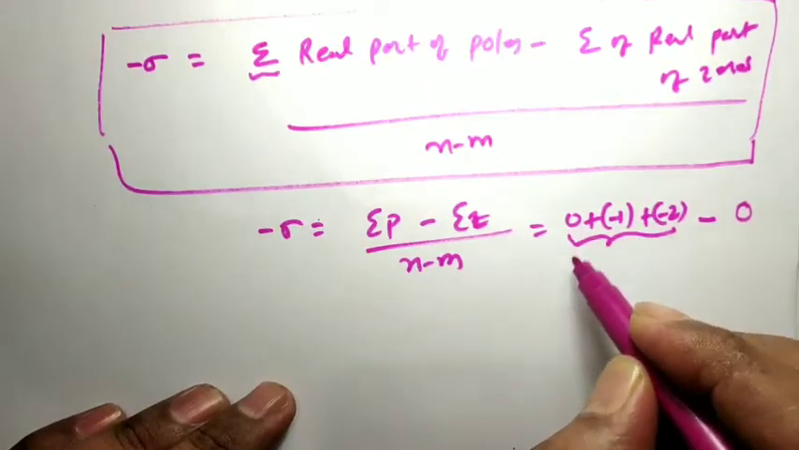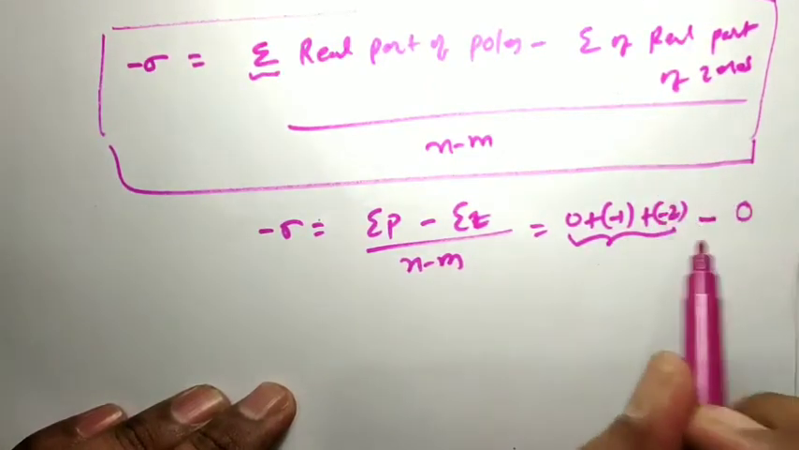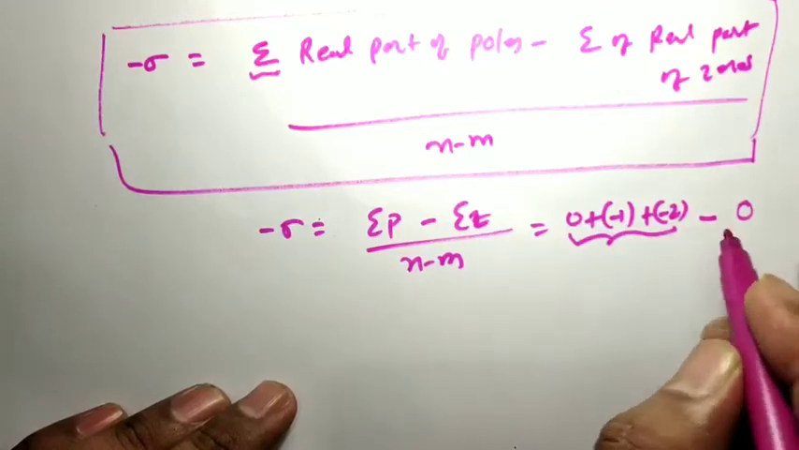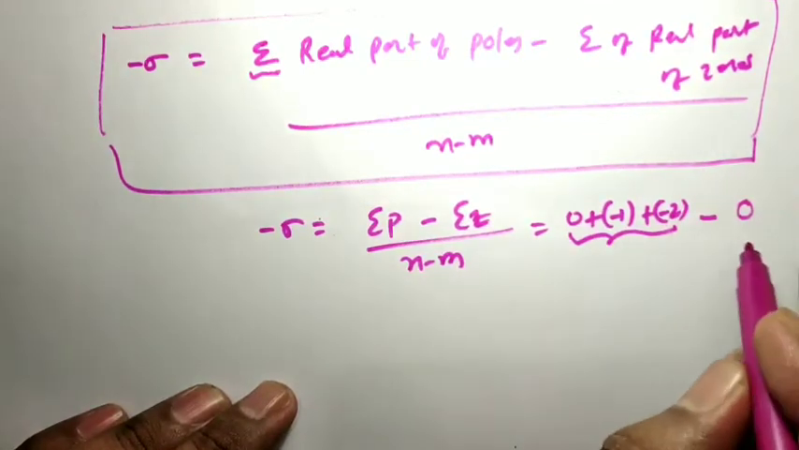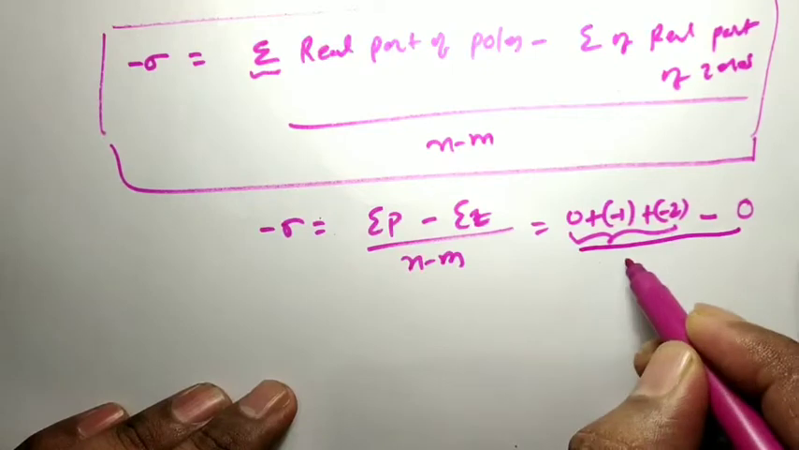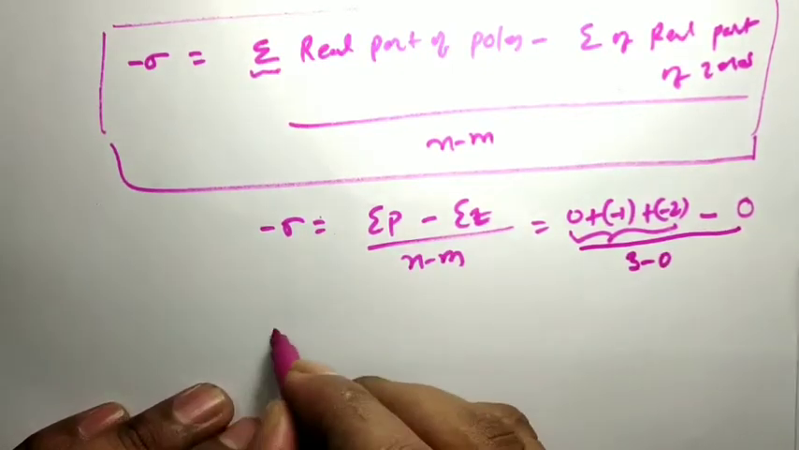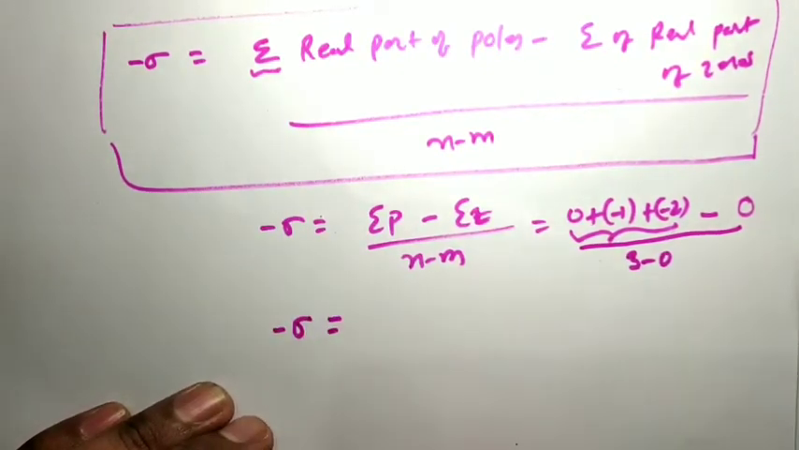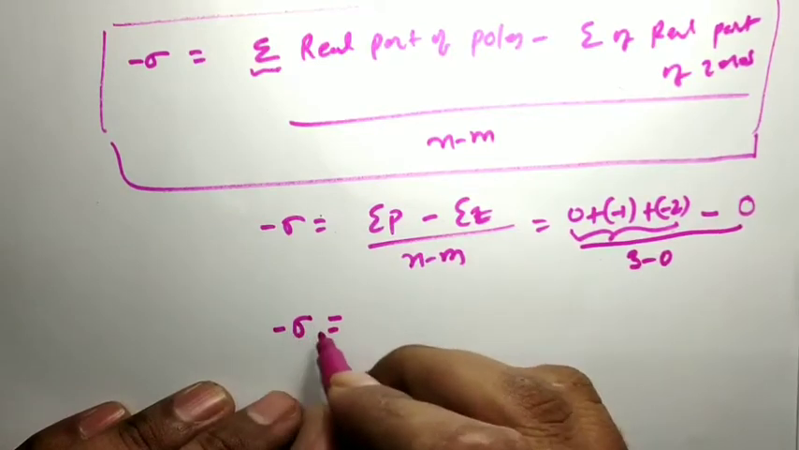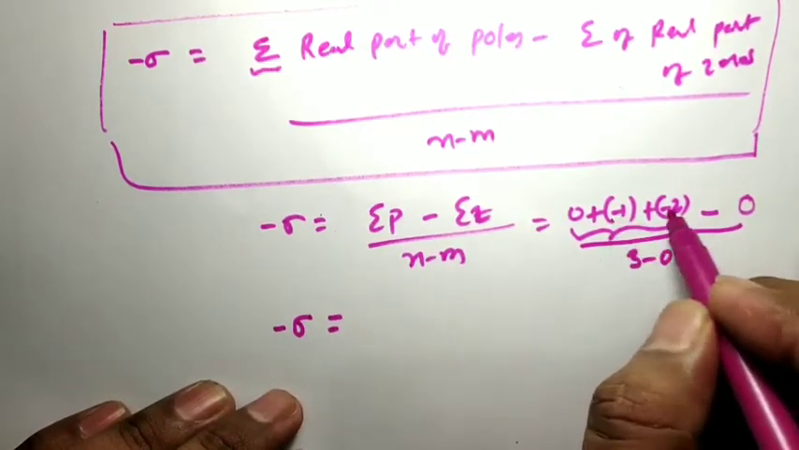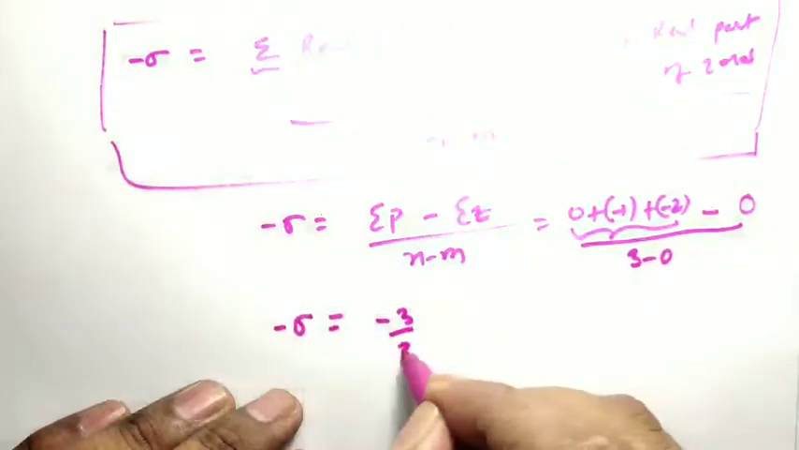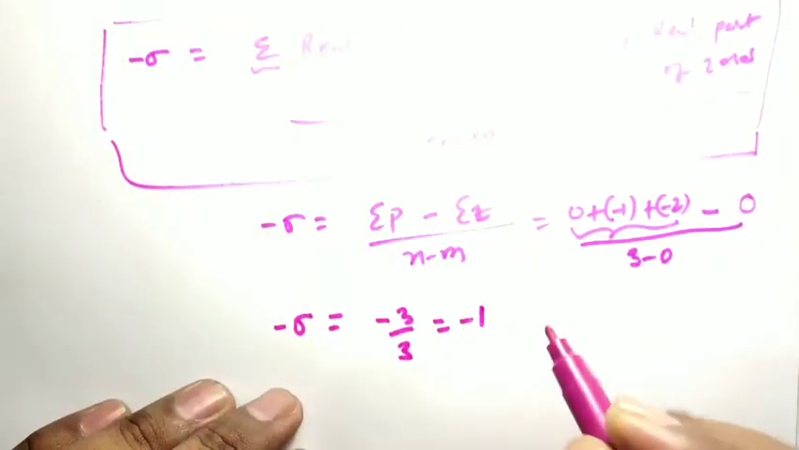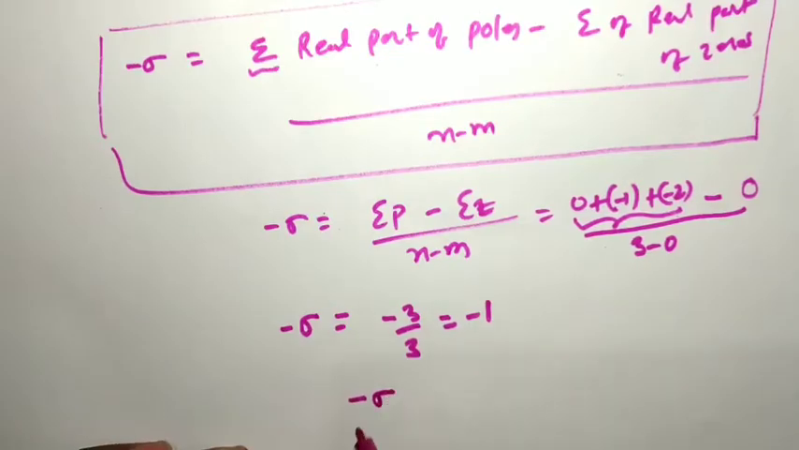Okay, here the real part of poles is 0, minus 1, minus 2. Then the real part of zeros are zeros. So n minus m means it is 3 minus 0. So centroid is equal to minus sigma, so how much? Minus 1, minus 3, minus 3 by 3, so you will get minus 1. Minus sigma is the centroid. We are going to represent centroid as minus sigma. Here you got the minus 1.